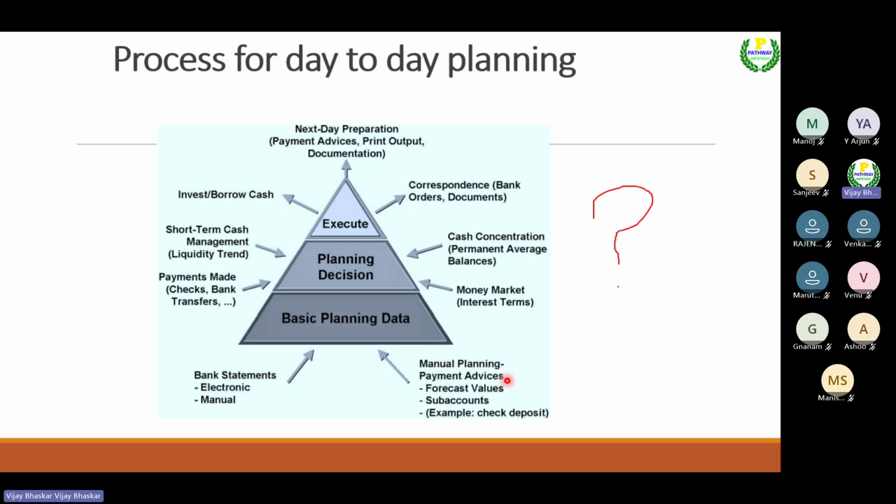Manual planning: planning advises, forecast values, sub accounts, for example check deposits. With manual planning we can create memo records manually and do the planning ourselves without automation. There are a few things you cannot automate. Let me give an example. Now we are in the month of August. On September 30th, as part of GST payable, the organization has to make a GST payment to the government authorities. It's a huge amount.